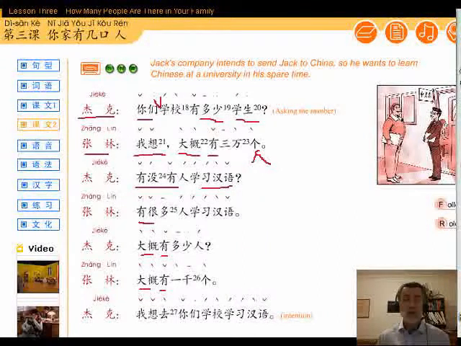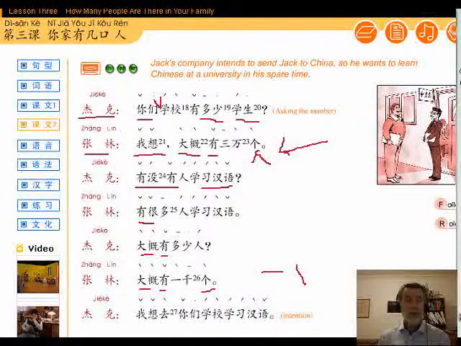And you'll notice up here, the tone for 一, which is normally first tone, actually becomes fourth tone, because the following character, the following syllable, is a first tone. So 一千个. And then here with the 个 at the end of the sentence, it's doing the same thing that we did up here in that earlier sentence, where we know we're talking about people, so we just leave it off. Okay, and let's have a look at what Jack says next.